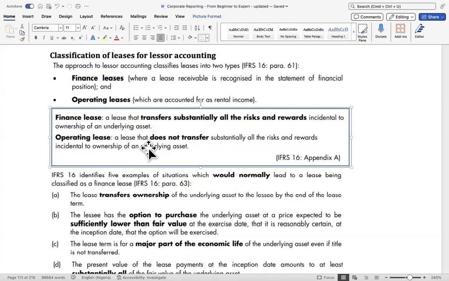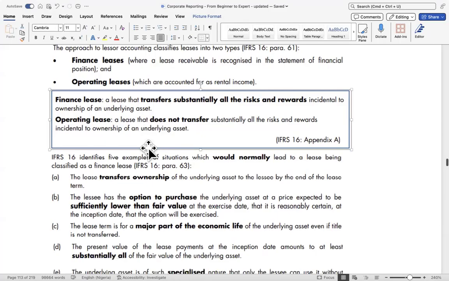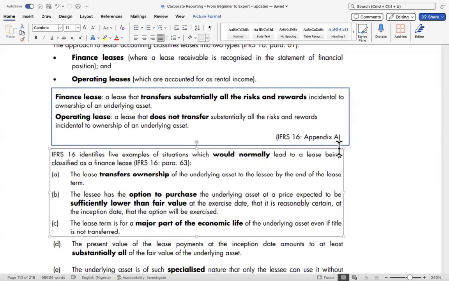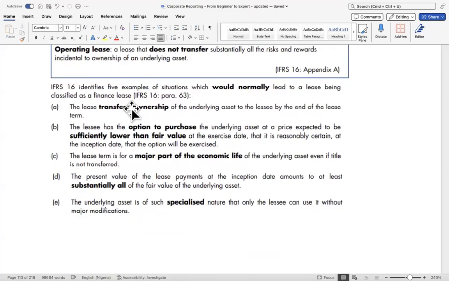So for a finance lease, the major work is identifying whether a lease is a finance lease or not. Because when it's a finance lease, you treat it in line with that. When it is not a finance lease, automatically it is an operating lease. But there are indicators we need to look at to know whether a lease is a finance lease or not, which is the transfer of risks and rewards. So when are risks and rewards said to be transferred? Number one is where there's transfer of ownership.